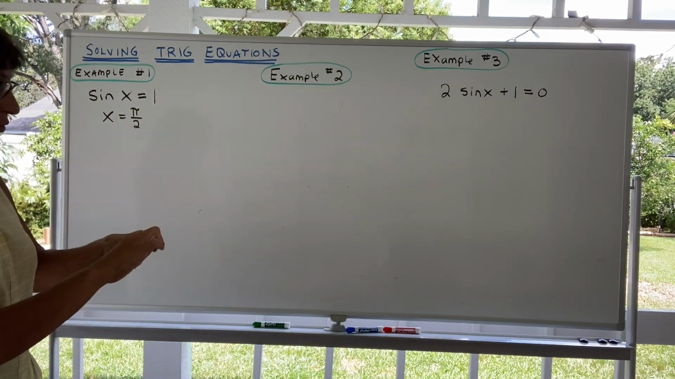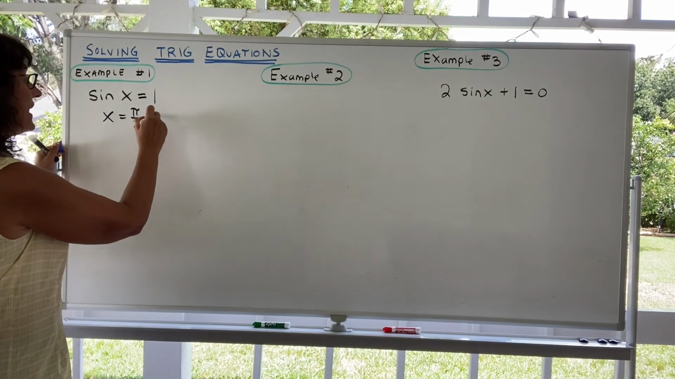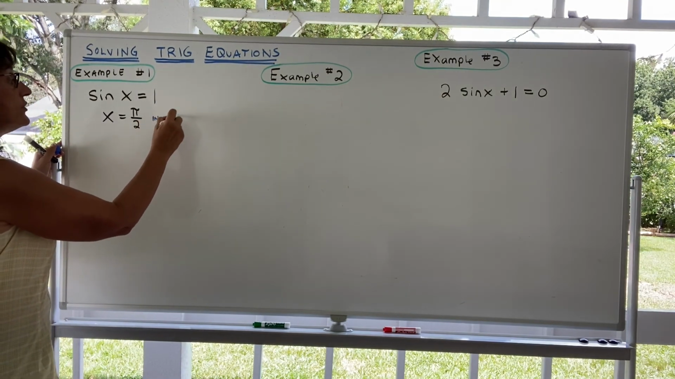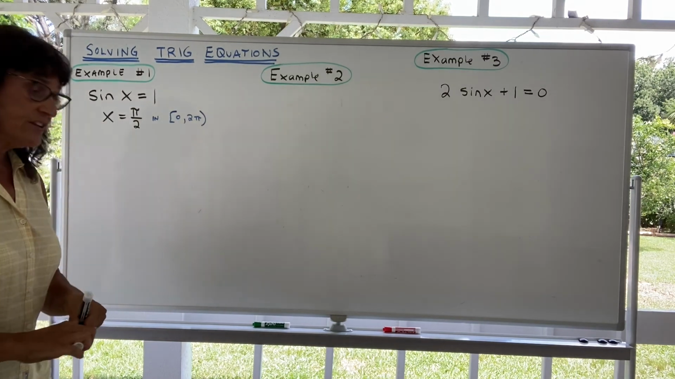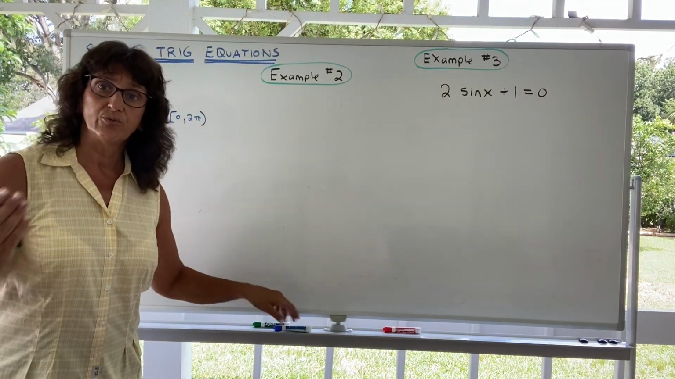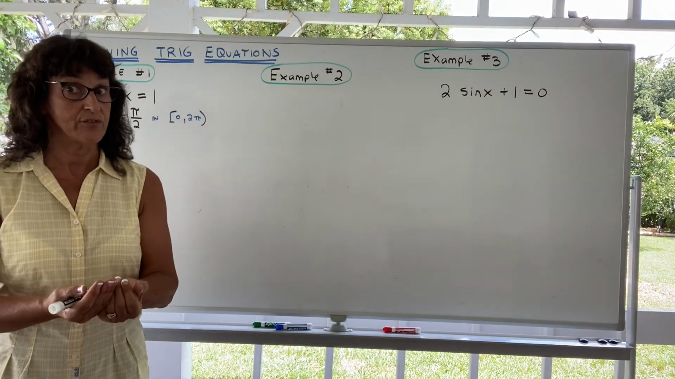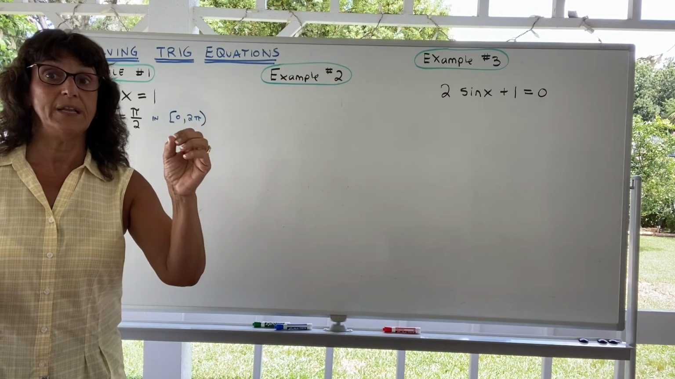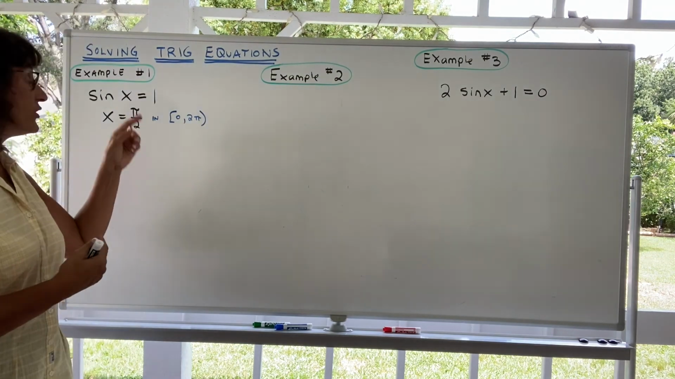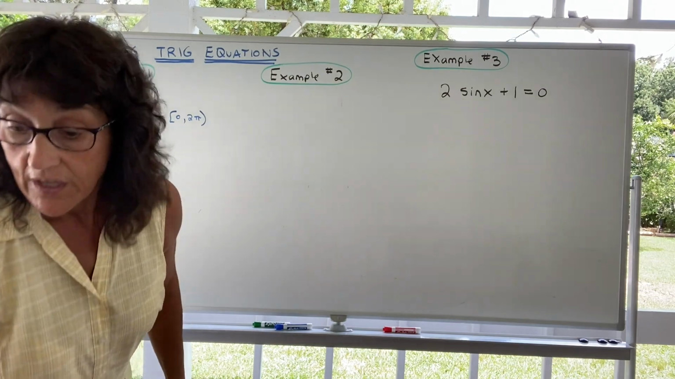Now, x equals pi over 2, but that is only if we're looking on the unit circle, that is, in the interval of 0 to 2 pi. What if we want to represent the answer outside of the unit circle? Because realistically, these trig equations have infinitely many answers. There are infinitely many values we can substitute in for x to make this a true equation, sine x equals 1.